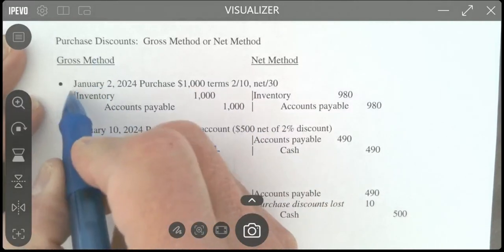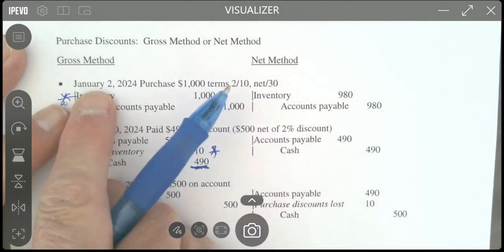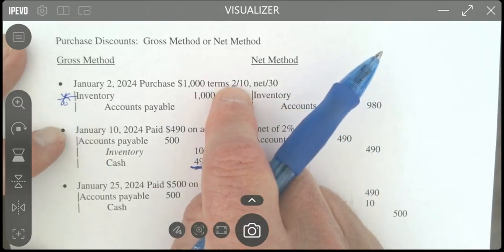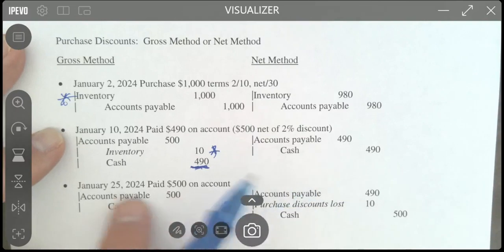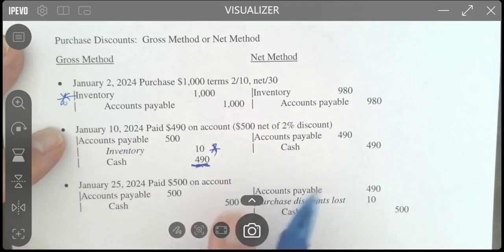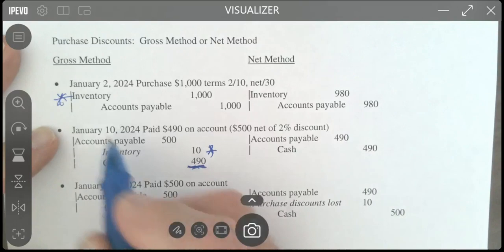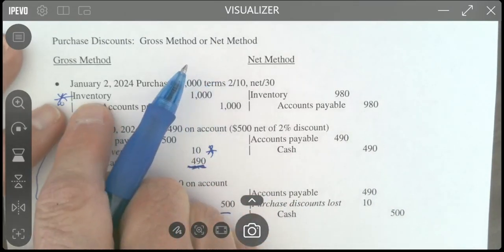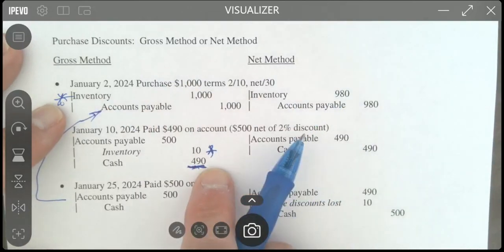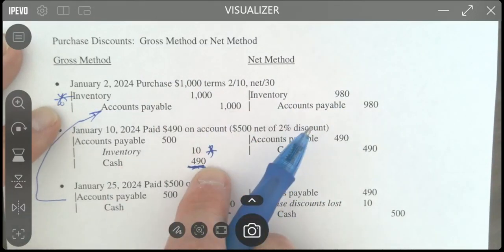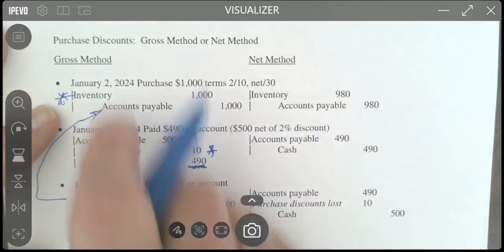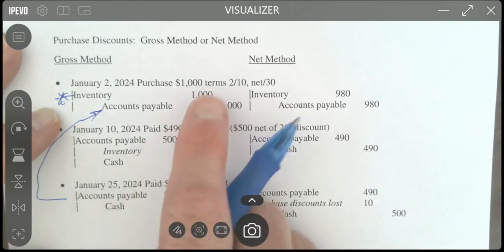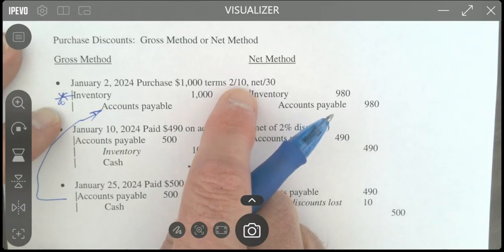So under the gross method, we record the inventory at its gross price as if we're not going to take advantage of the purchase discount. But if we don't take advantage, we just then pay the $500 and take it out of the accounts payable. So the key with the gross method is that we record the inventory at gross and just record a reduction in inventory if we take advantage of the purchase discount. That's for dumb companies. That's very expensive financing when that stuff adds up, that 2% over 10 days, 2% off.